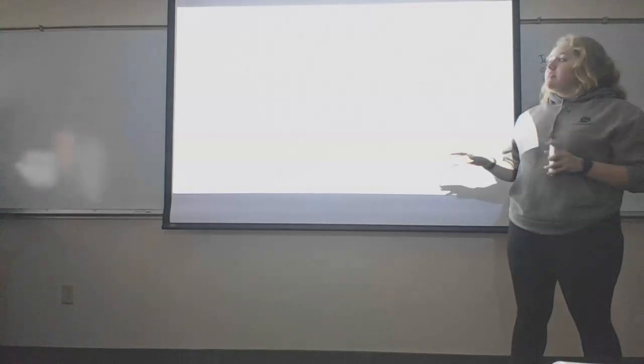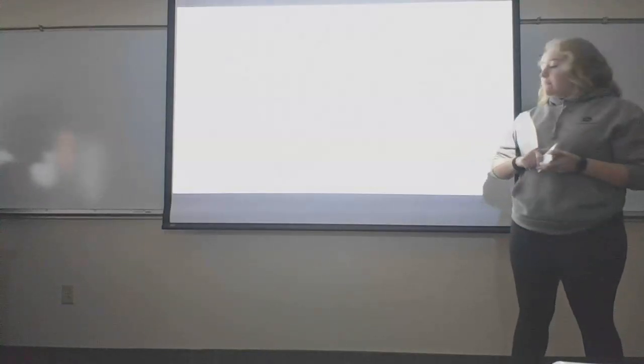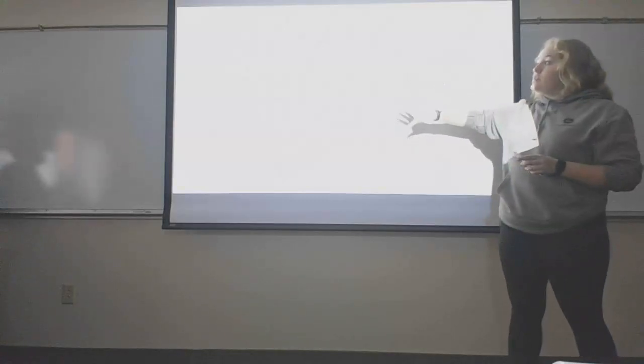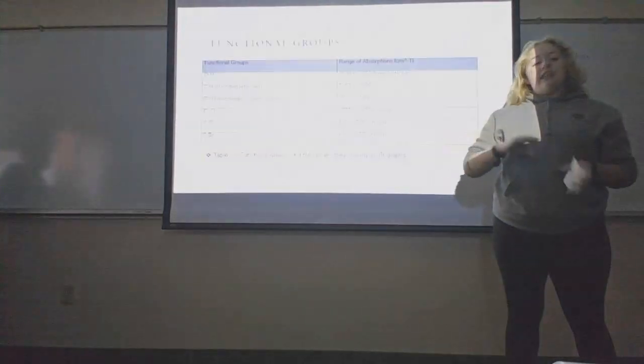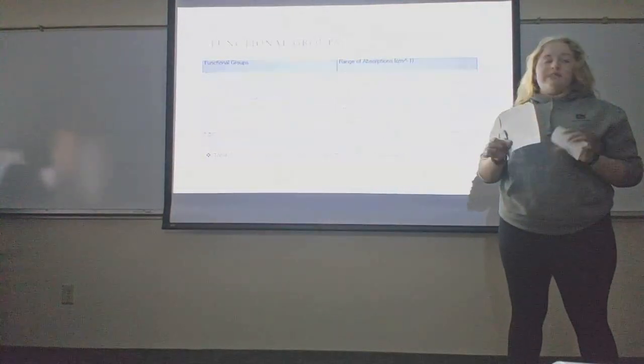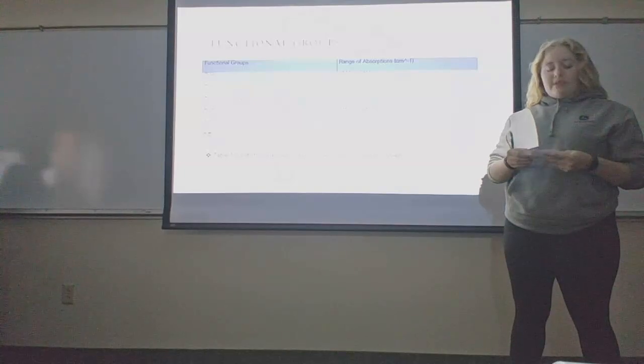This chart specifically right here is the functional groups chart. It is for IR. This shows the ranges in which certain functional groups occur on an IR graph. And so we used it later in the lab to determine what type of IR was present.